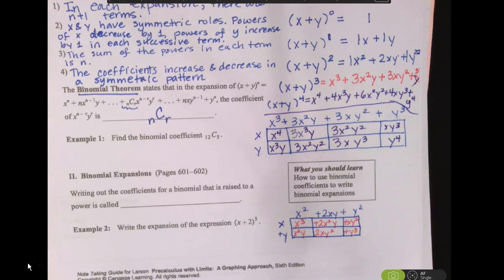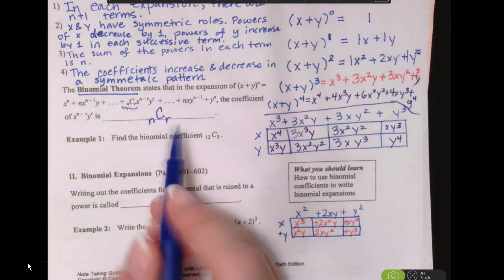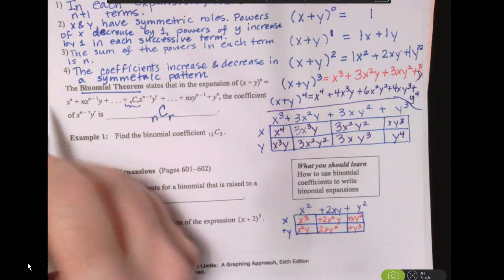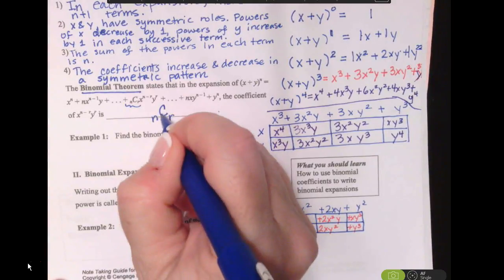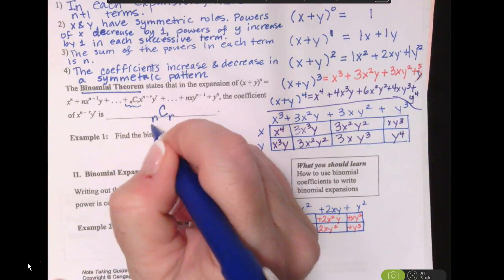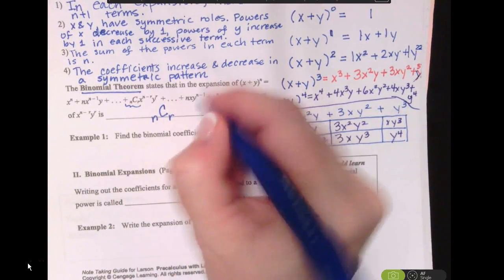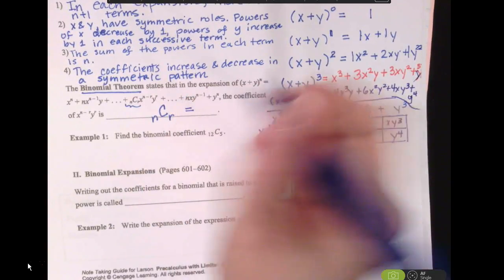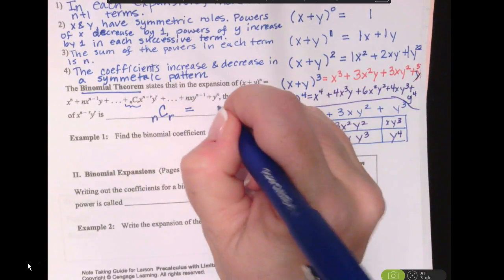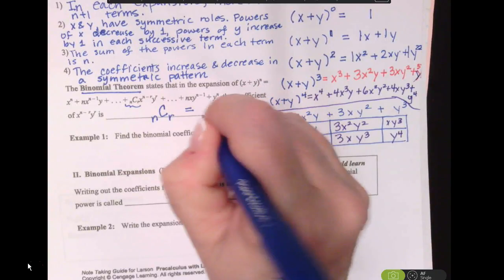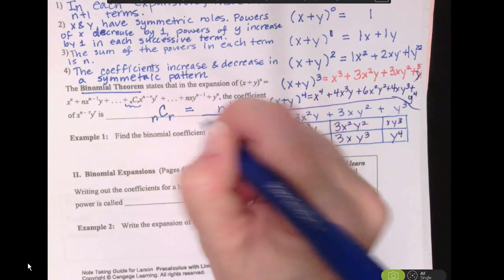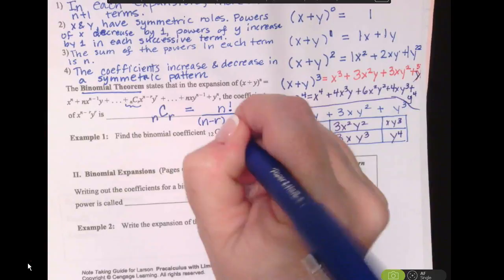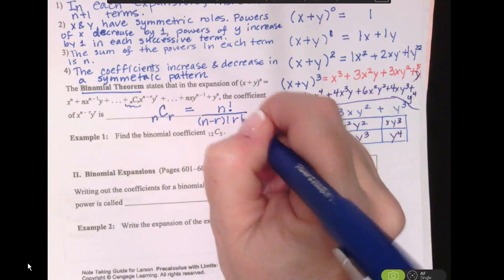Combinations of things are ways to choose items from a set without repetition. So let me show you what C with an N and an R in it means. And I'm going to just write the formula right here. That's n factorial divided by n minus r factorial times r factorial.